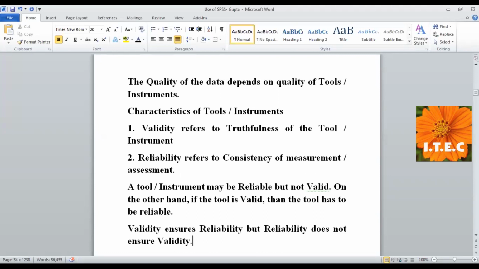Because if your watch is giving the time of the day at that moment, then it is valid and it's reliable also. But if you set your watch 5 minutes ahead or 2 minutes ahead, then it is consistent, but it's not valid. So consistency may not lead to validity, but if there is a validity, then consistency will come automatically.